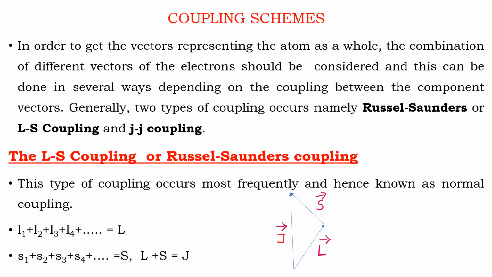In this coupling, the different L vectors of the electrons in an atom combine together to form a resultant L vector, and the different S vectors of the electrons in an atom combine together to form a resultant S vector, and the L and S vectors combine together to form a J vector.